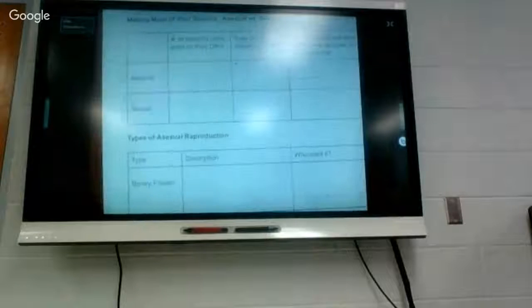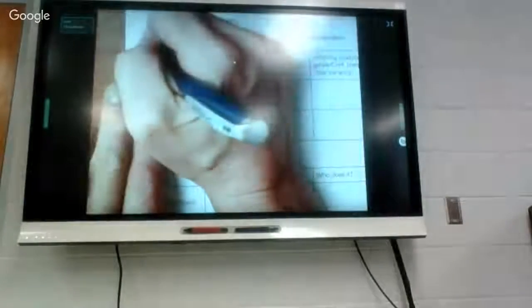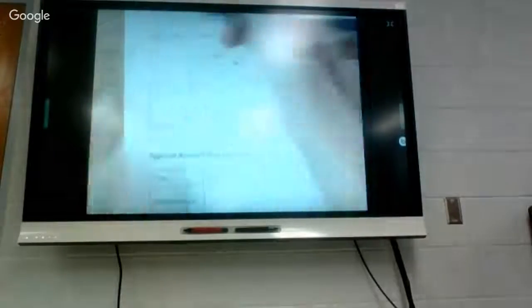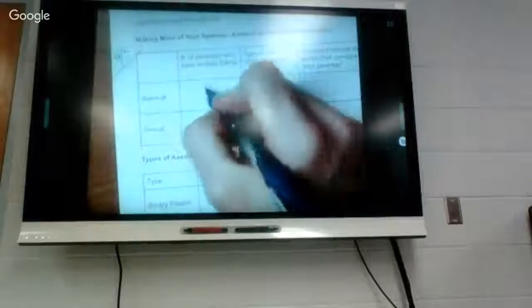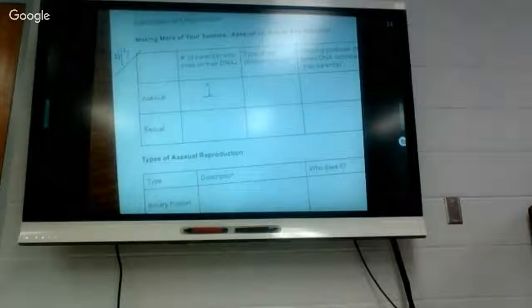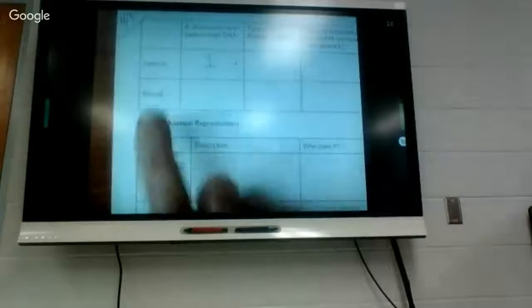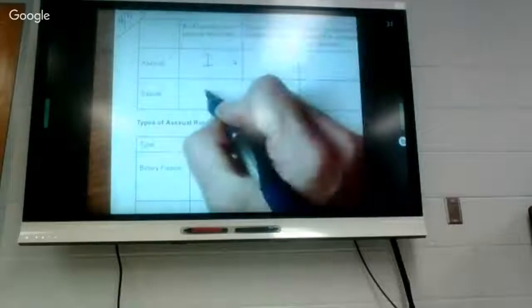All right, so here we go. Sexual versus asexual. Find the sheet, and then we're going to go down and draw some pictures, and you'll use this for your gallery wall. All right, so asexual versus sexual. Asexual, one parent, right? If y'all put 1, you're right. Sexual, 2.